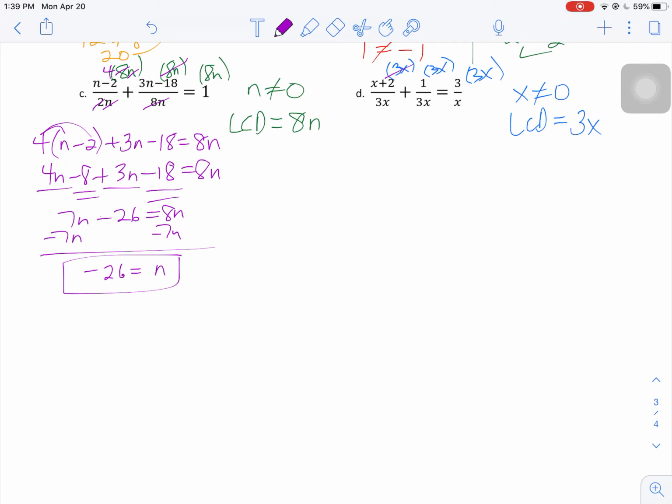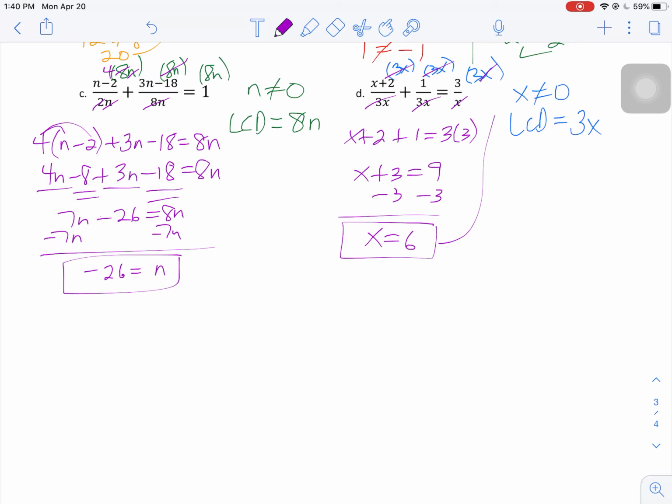So that first fraction, the 3x divided by 3x, cancels out completely. The second fraction, the 3x divided by 3x, cancels out completely. And then that last fraction, the x and the x cancel out, so there's a 3 times 3 left over in the numerator. And then solve like normal. So x plus 3 equals 9. Subtract 3 from both sides, x equals 6. And then that is not our domain restriction, so we are good to go. That is an answer.